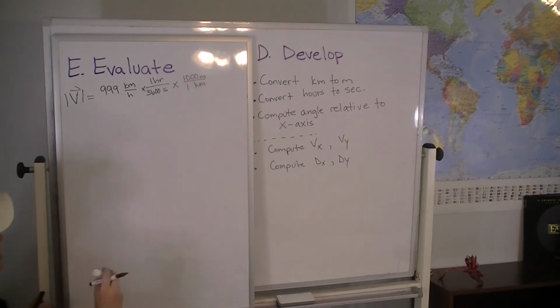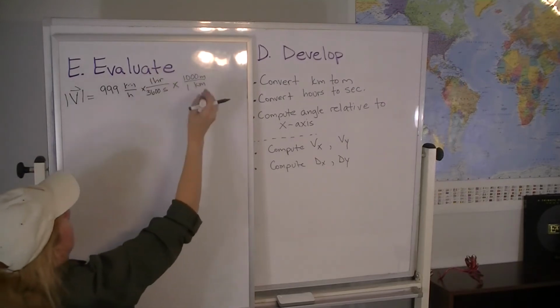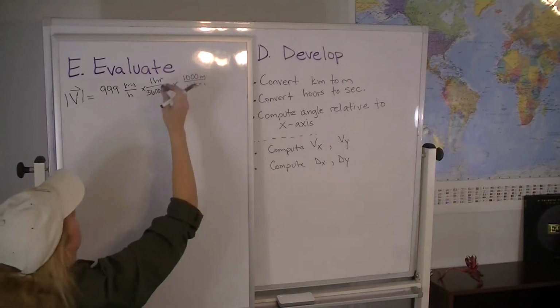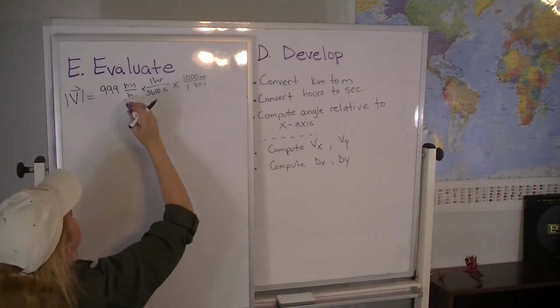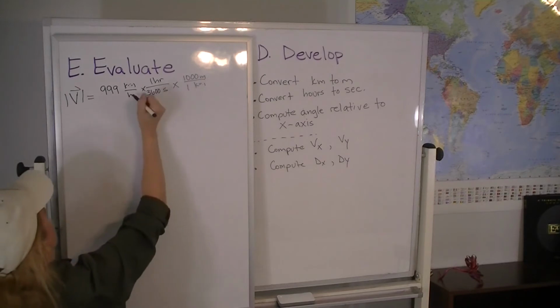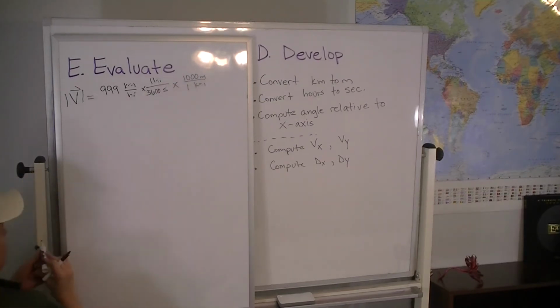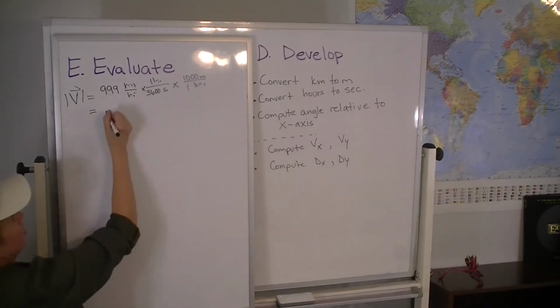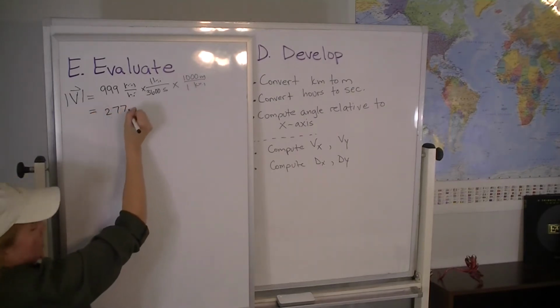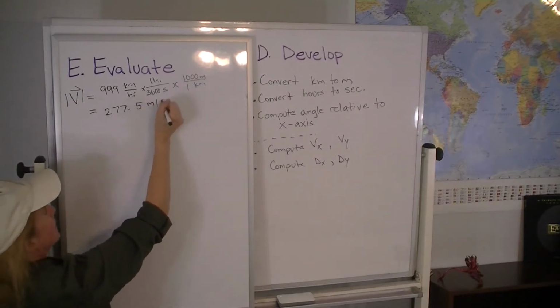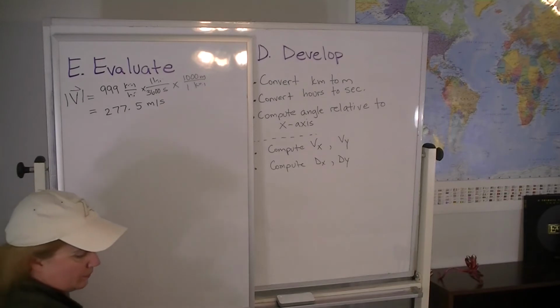All right, so now let's check. We've got kilometers canceling out kilometers, and I'm not trying to erase, it's supposed to be purple. Okay, we've got hours here canceling out the hours, and we end up with an answer of 277.5 meters per second. We can work with that.